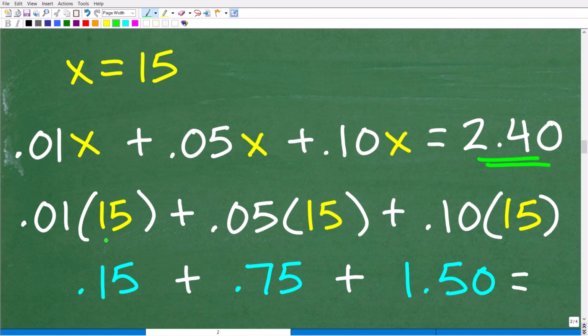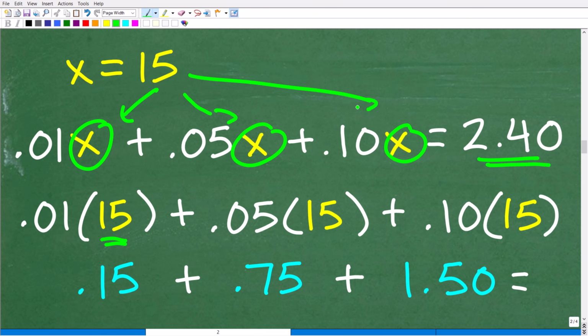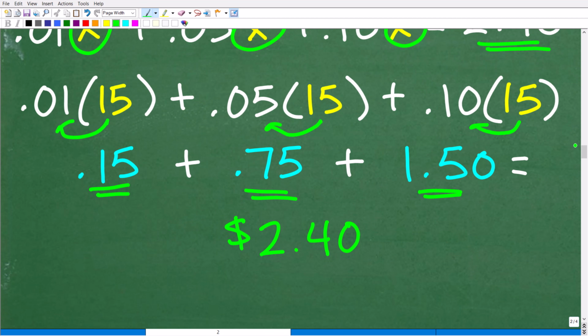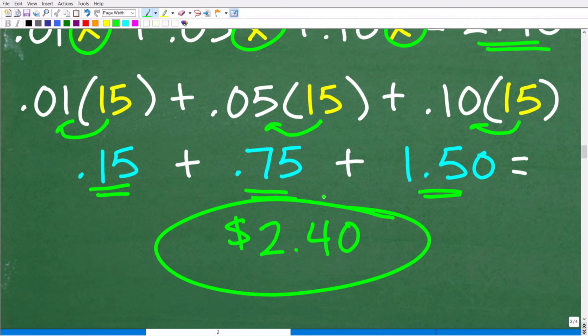What we're going to do here is basically plug in 15 for these x's because that is in fact the solution. But we're double checking this conceptually as well. If we have 15 pennies, we're going to have 15 times 0.01, or 15 cents. If we have 15 nickels, that's 15 times 0.05, we'll have 75 cents or 0.75. And if we have 15 dimes, we're going to have $1.50. If we add up 15 cents, 75 cents, and $1.50, guess what? We get back to that 240. So 15 is a good solution.